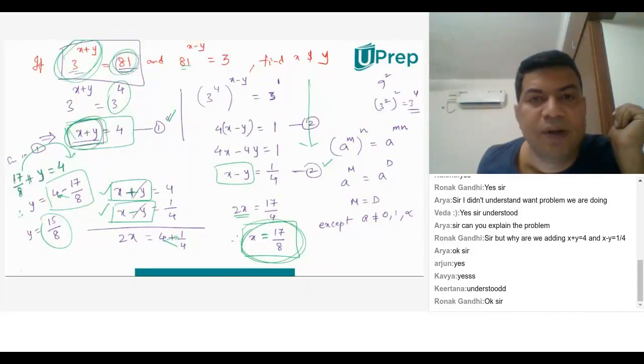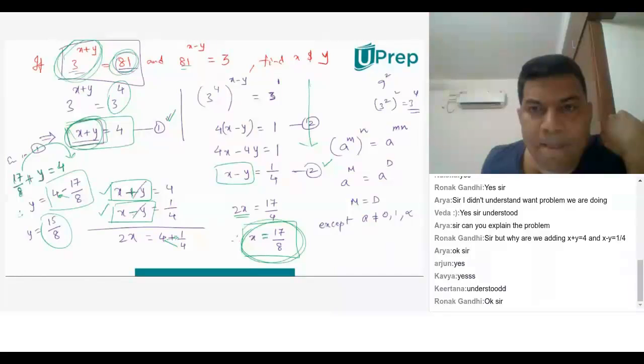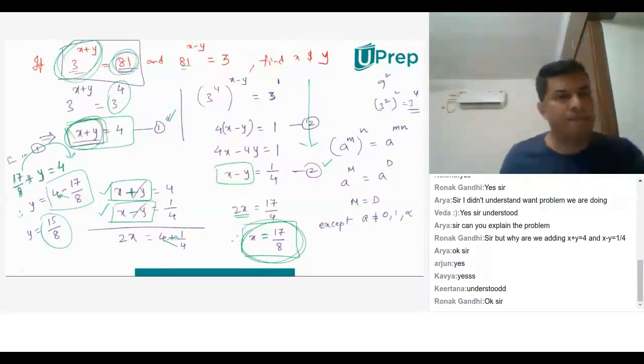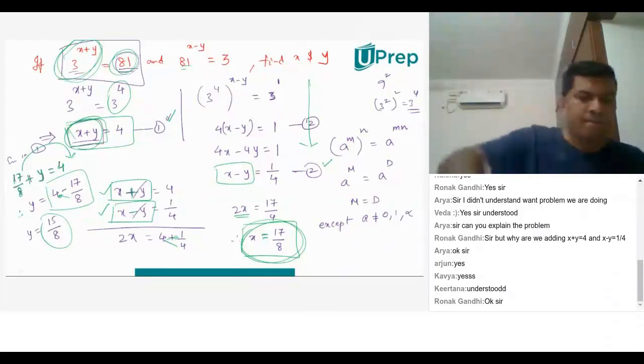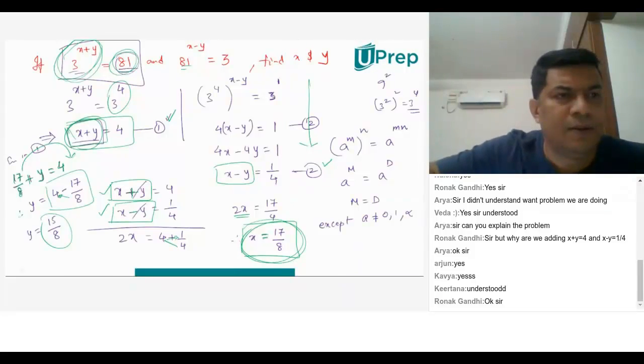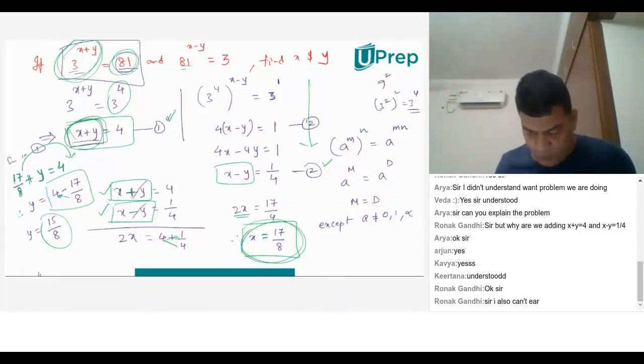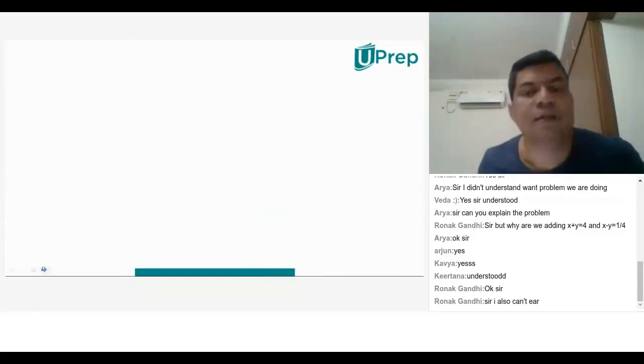Got it? Wonderful. Yeah, Varnika wants to say something. Yeah, Varnika. Ronak, wait a moment. Varnika wants to say something. Varnika, we are unable to hear you. Is it that I am unable to hear, or is no one able to hear? Sir, I'm not able to hear. Okay, Varnika, just type. Sir, can I ask?